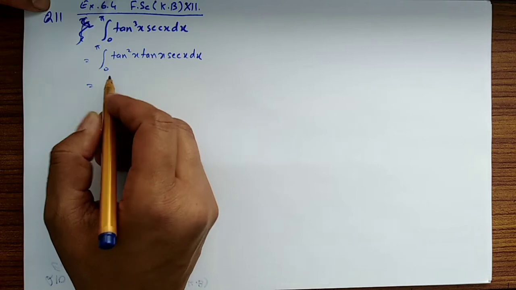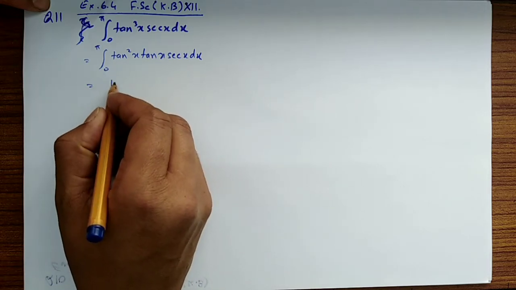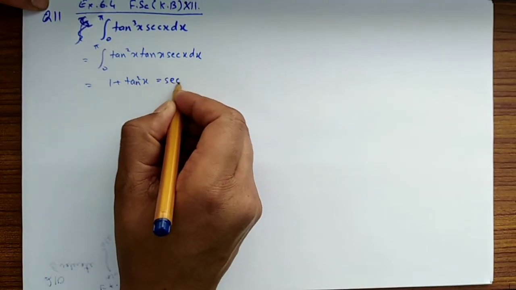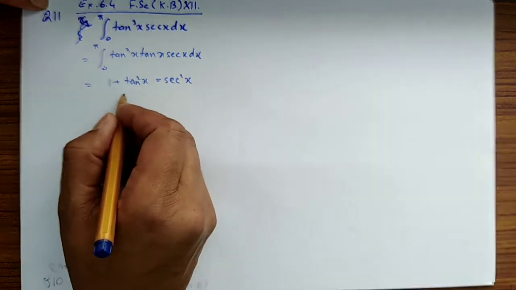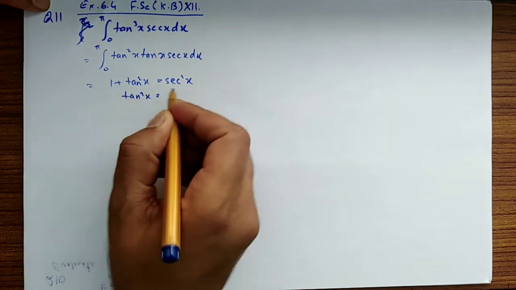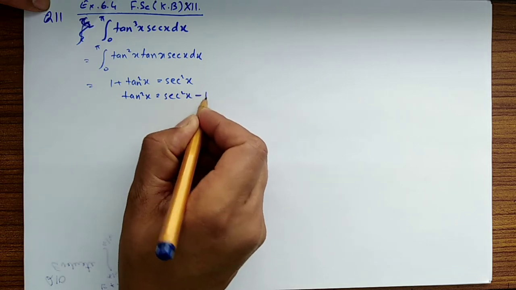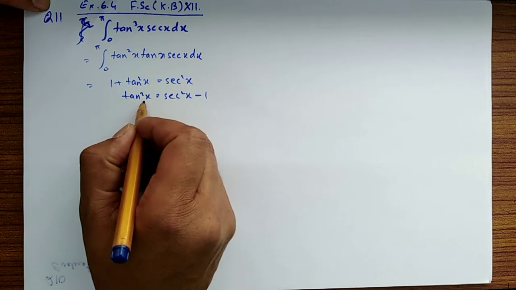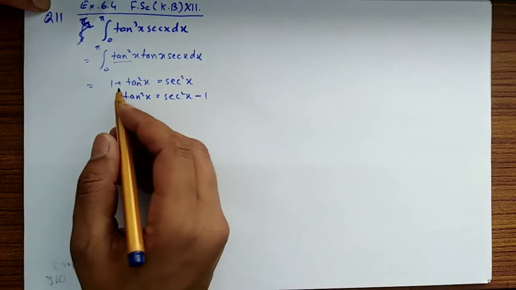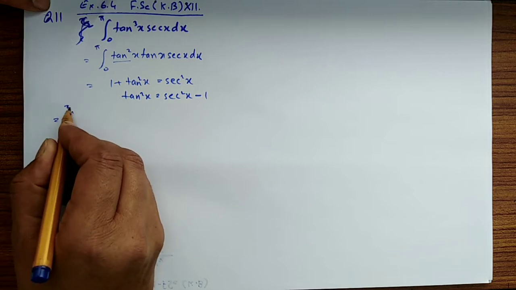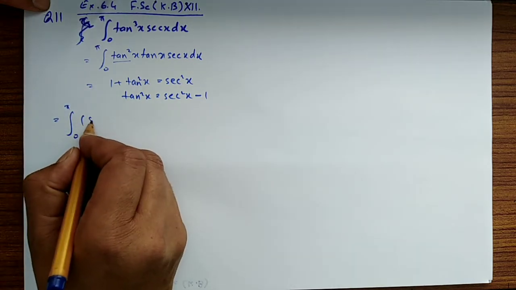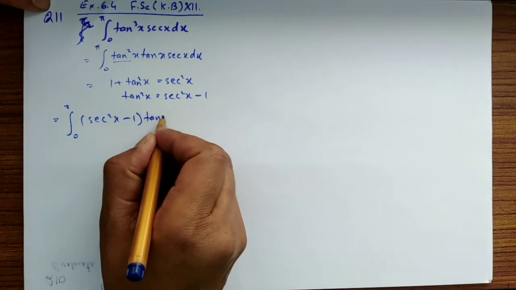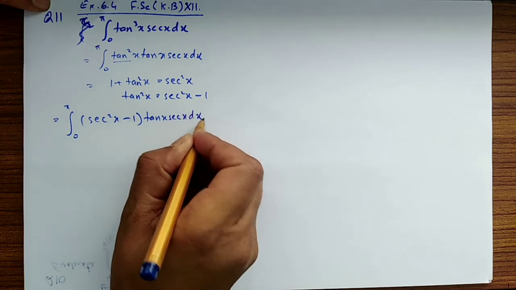After breaking it, we know that 1 plus tan square x is equal to sec square x, so tan square x equals sec square x minus 1. We are going to substitute this value of tan square x in the original question, which now becomes the integral from 0 to pi of sec square x minus 1, tan x sec x dx, right.